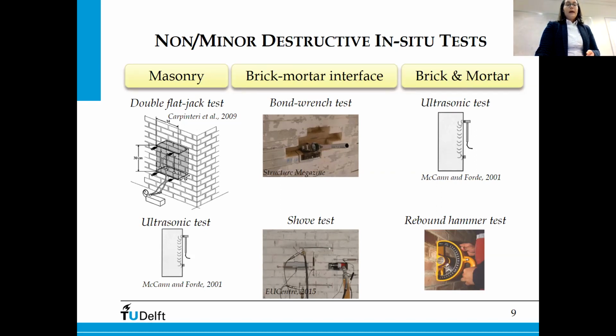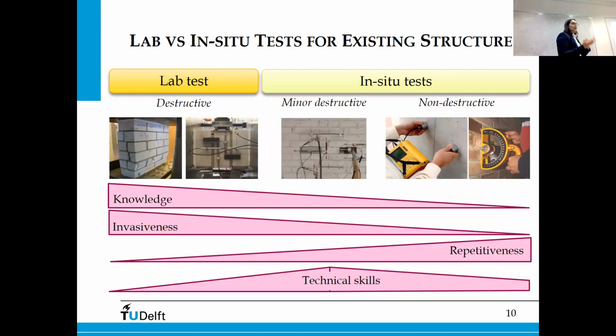But if we compare the lab test and the in situ test for our existing structure in these four aspects mentioned here, we can see that the more we want to know, the more we have to destroy the masonry object. So we have to be invasive in terms of testing and in terms of sampling. And this is quite not possible when we are considering existing buildings.